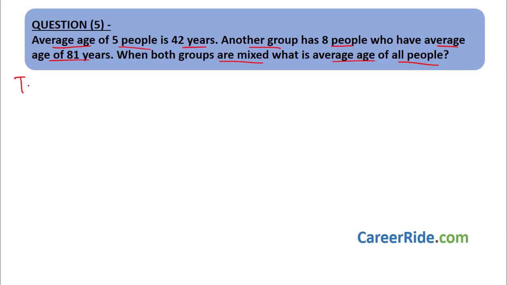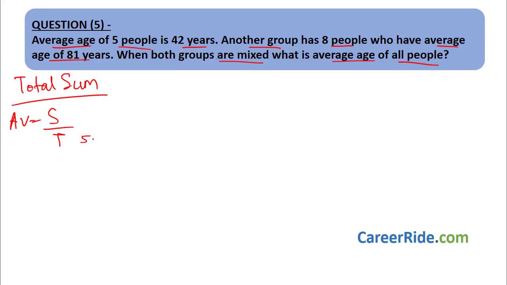Again, another sum related to total sum. We know average is nothing but sum upon total number of observations. Right over here, do we know the total number of observations? They have asked the average age of all people. All people means both the groups are added.